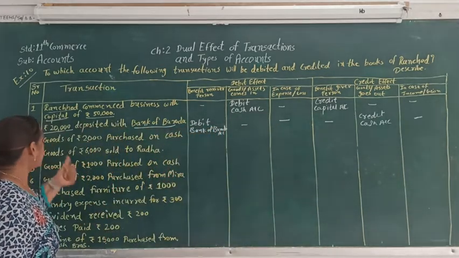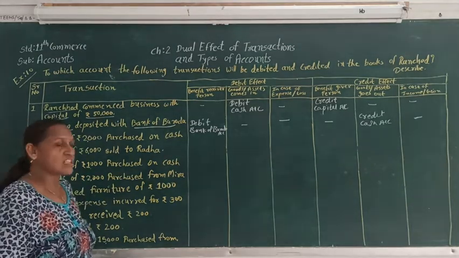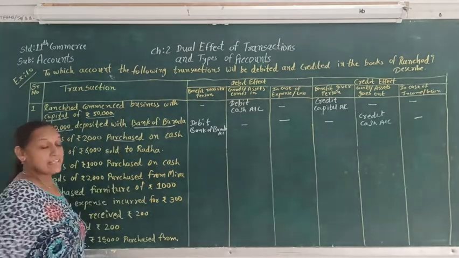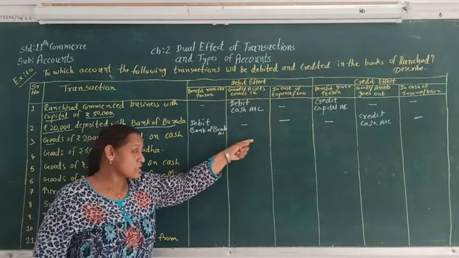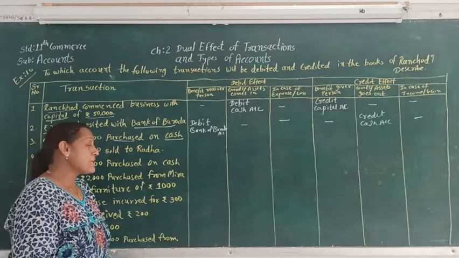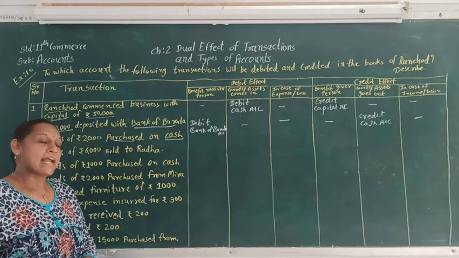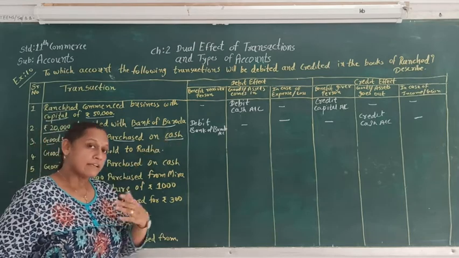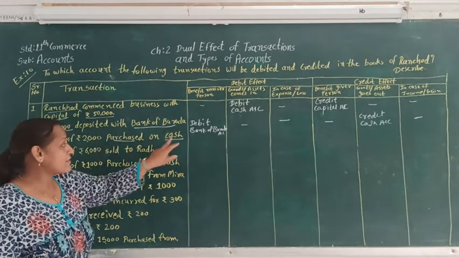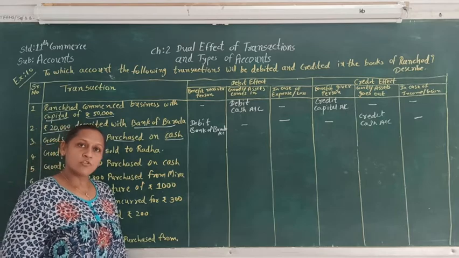Let's see the same with the help of a third example. Goods of rupees 2,000 purchased on cash. So here we can see that goods purchase is a real account, real goods account, and the other account is a real cash account. When we are purchasing the goods, goods are coming in the business, and as we pay the cash, cash is going out of the business. So both accounts, goods as well as cash, are real accounts, and the rules of the real account are going to be applied.